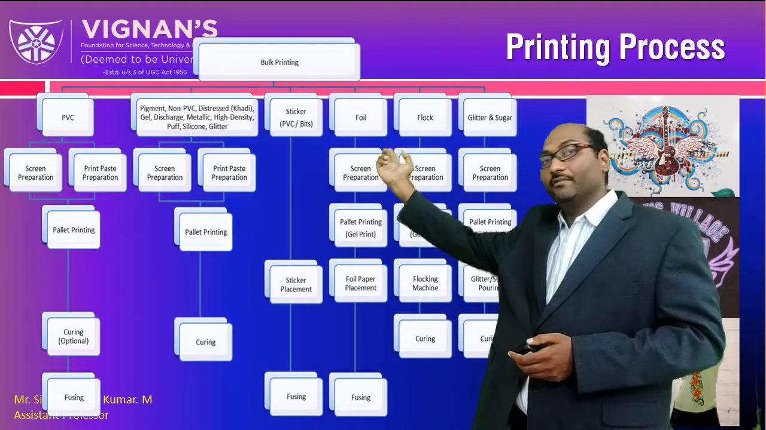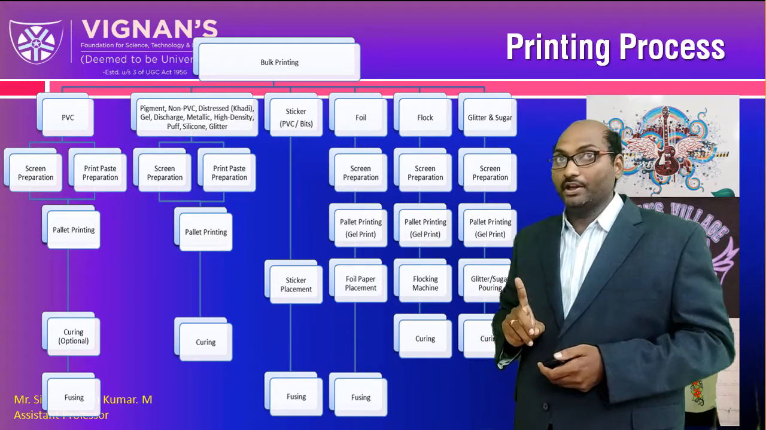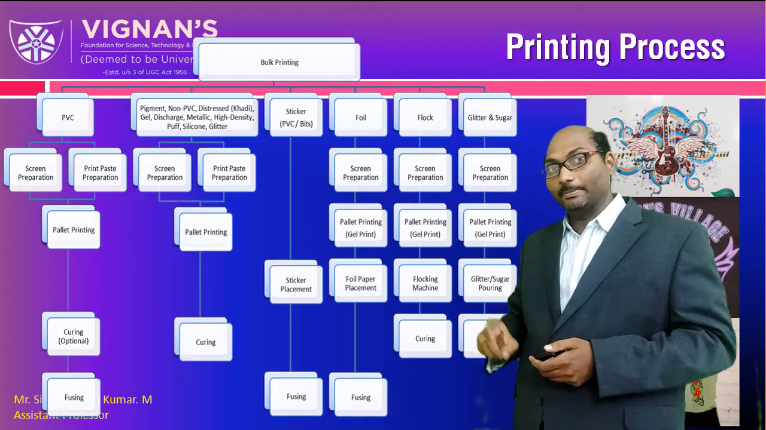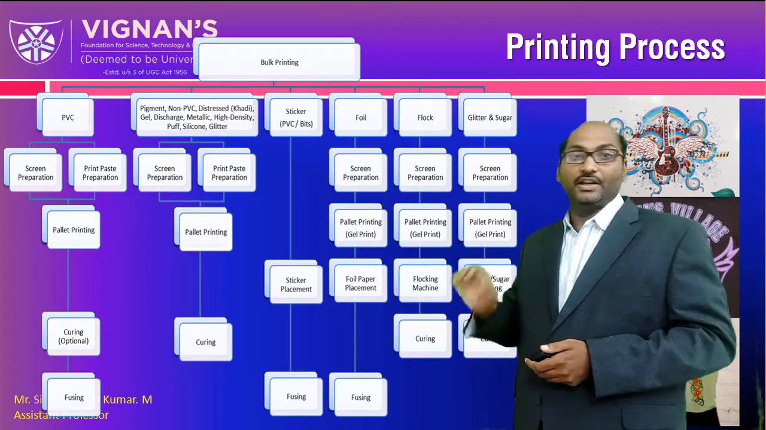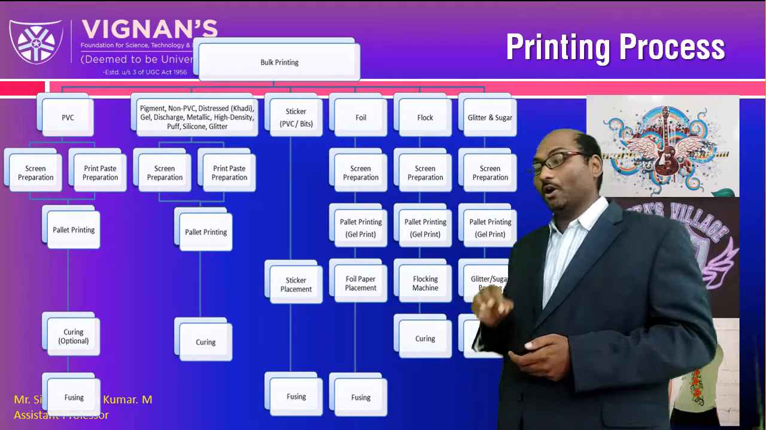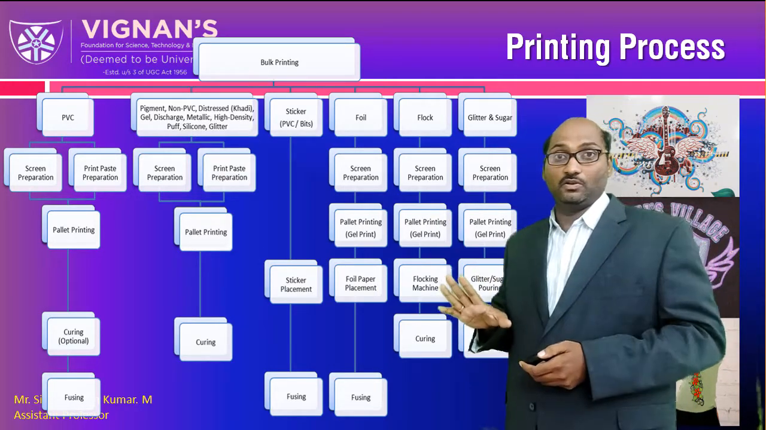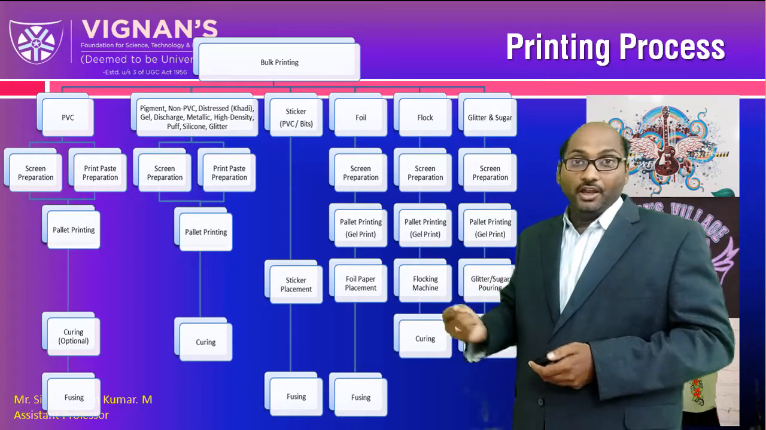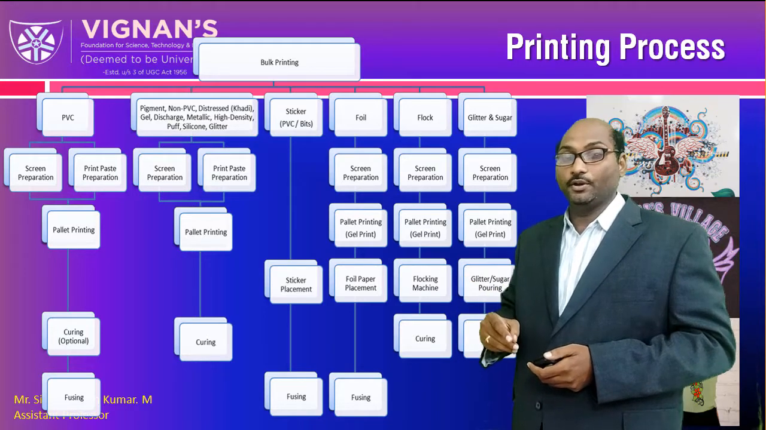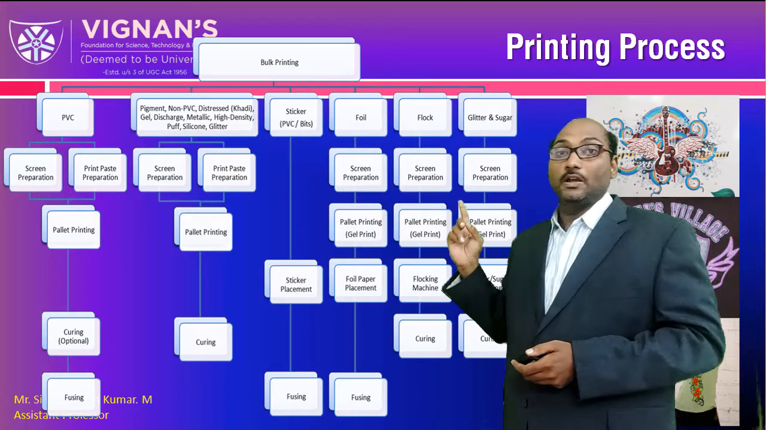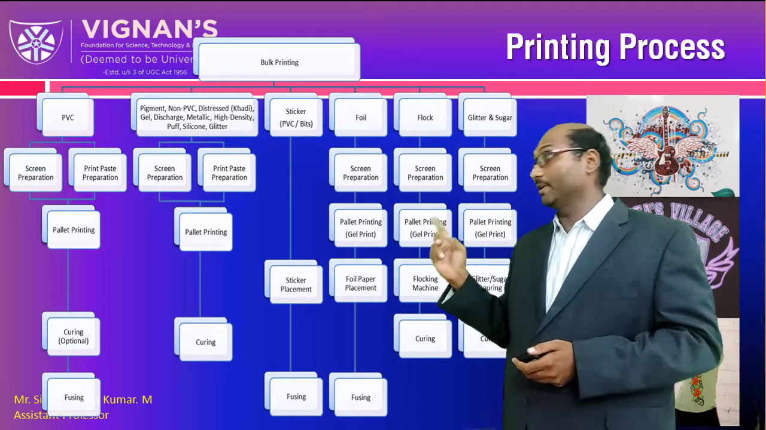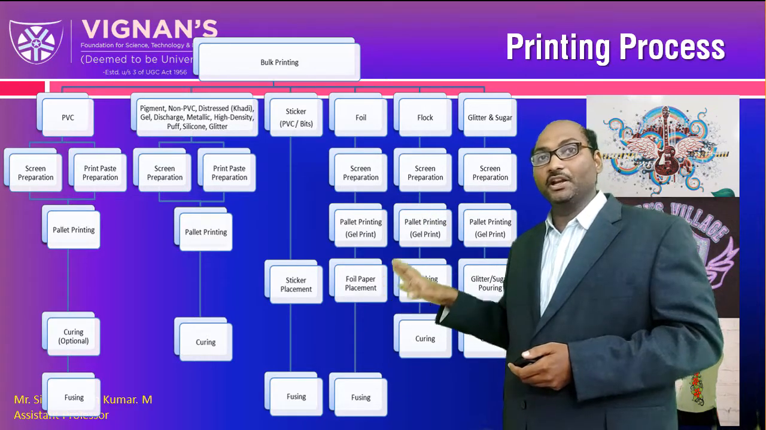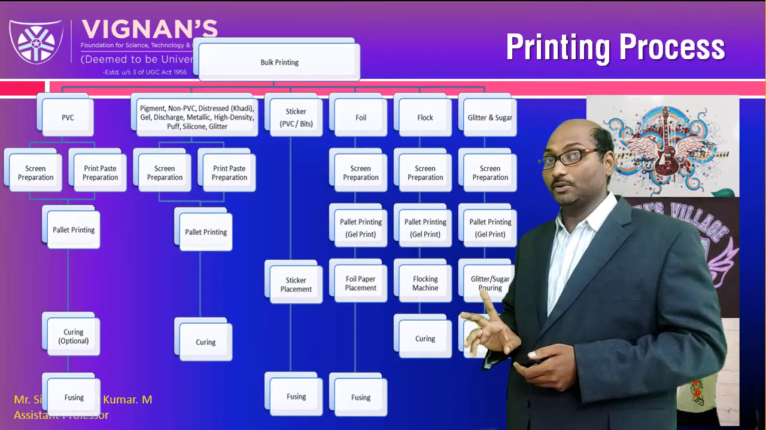And then if you see the second one: pigment, non-PVC, distress, gel print, discharge print, metallic print, high density print, puff print, silicone print and glitter print. For all these prints, the sequence is the same: screen preparation, print paste preparation. But the kind of ink you use changes based upon the kind of print you are going for. The print paste preparation changes, but that itself is a process. Then the palette printing and curing. There is no fusing process in this case.